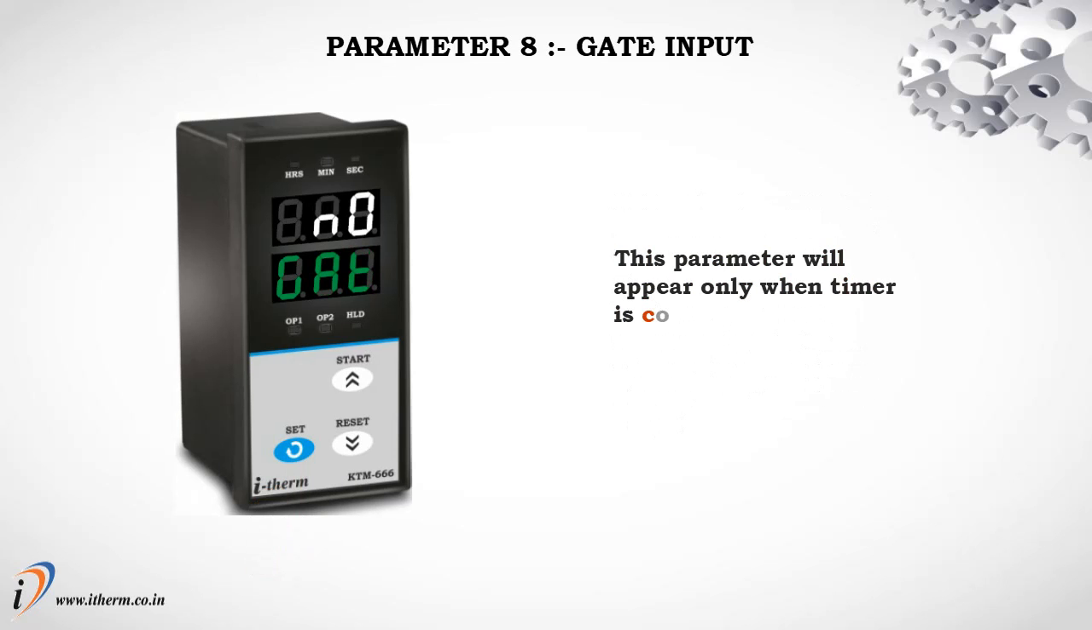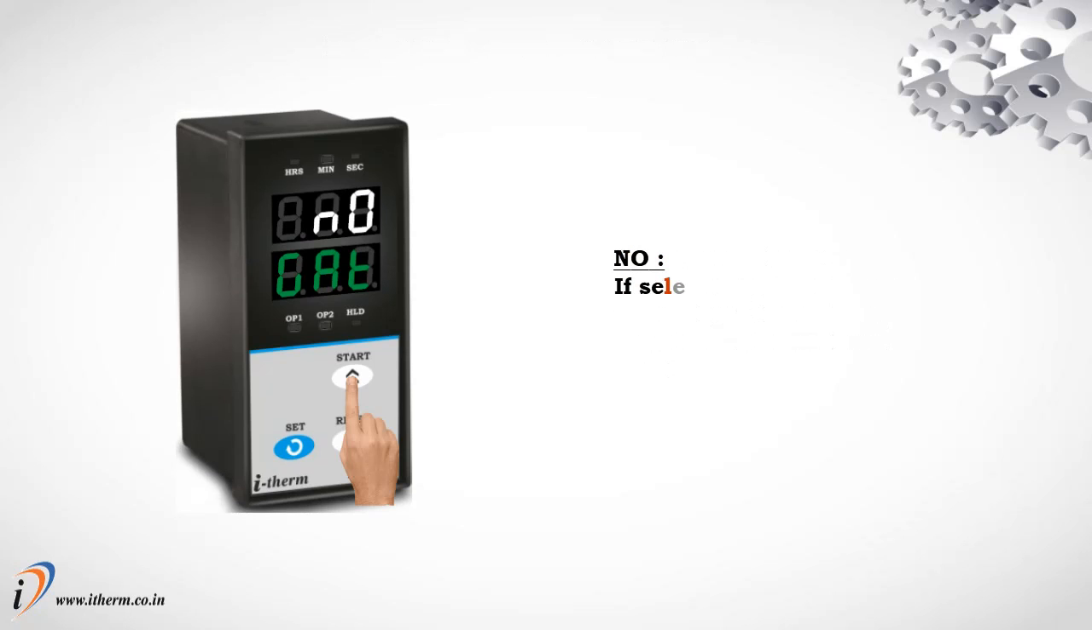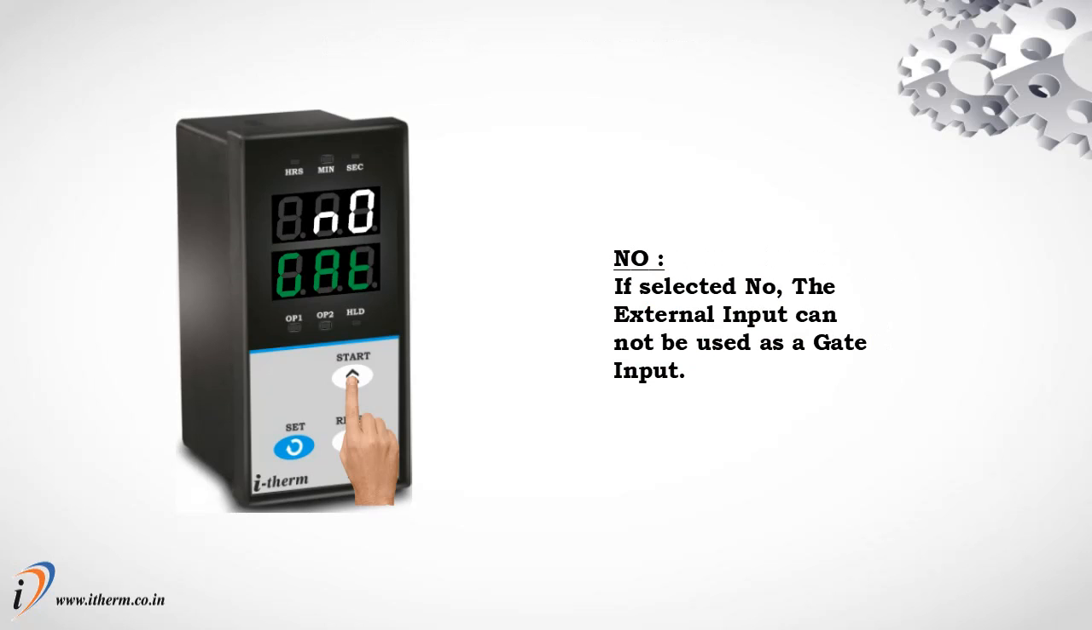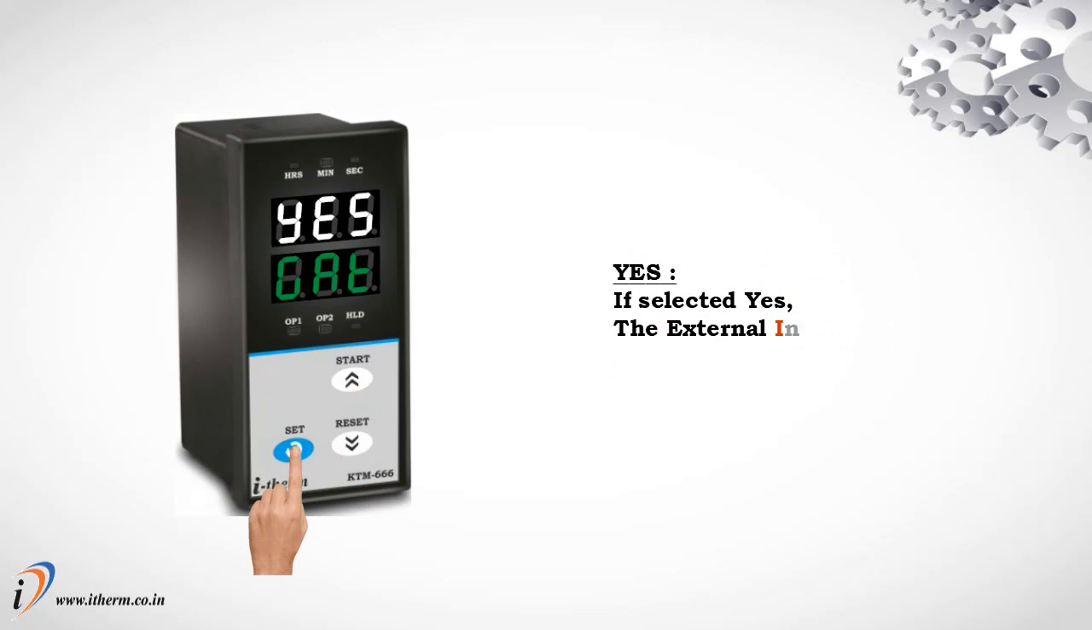Parameter 8, gate input. This parameter will appear only when the timer is configured for either power on start or front start. If selected no, the external input cannot be used as a gate input. If selected yes, the external input can be used as a gate input.